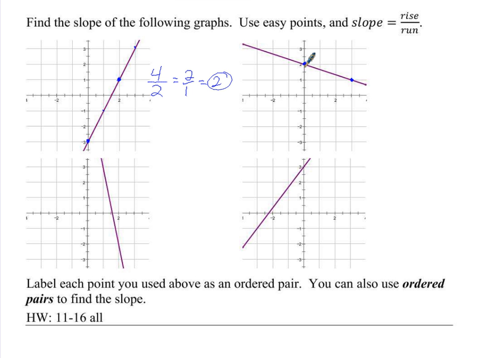So I'm going to rise, how far? Negative 1, good. We had to go down 1 to get on the same level as my other dot. So from here, run to the right, 3. So that's a positive 3. My slope is what? Negative 1 over 3, which is negative 1/3. That's it. There's no reducing to be done there. So that's your answer.